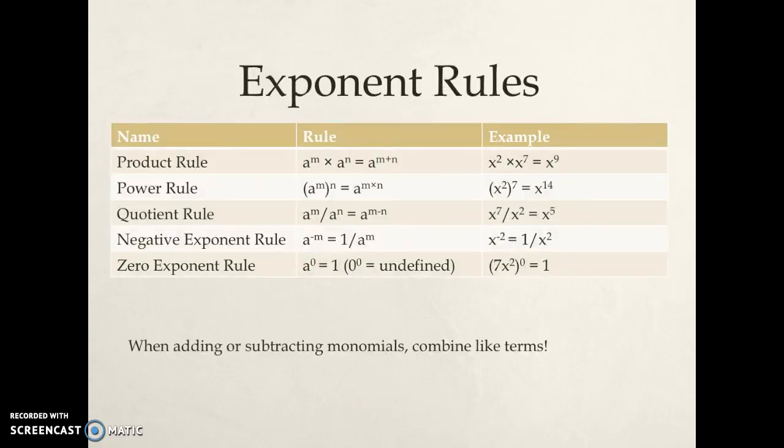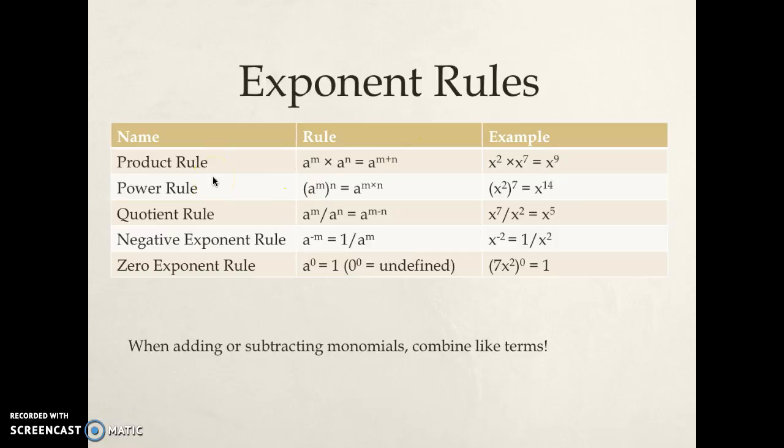Use the exponent rules to simplify monomial expressions. So here are the exponent rules. The first one is the product rule. The product rule says that a to the mth power times a to the nth power equals a to the m plus n power. So let's take a look at what that means. We have x squared times x to the 7th power. We just add the 2 and the 7, and we get x to the 9th power. This should all be reviewed from Algebra 1.